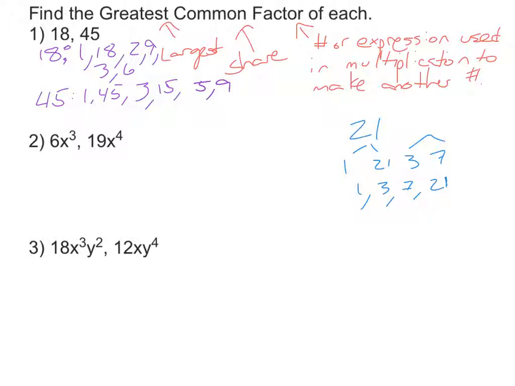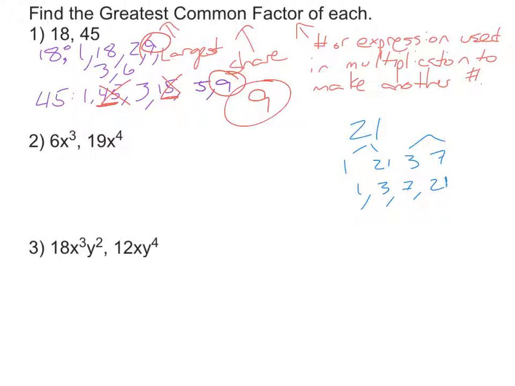So to look at our list, if we were to find the greatest of those, 45 is not shared, it's not in common. 15 is my next biggest, not in common. 9 is my next biggest, and yes, they do match. So the GCF of 18 and 45 is 9.